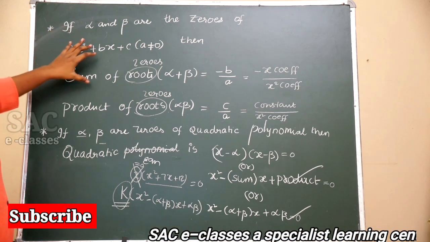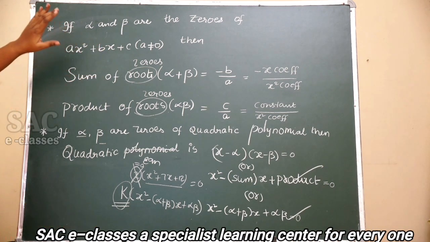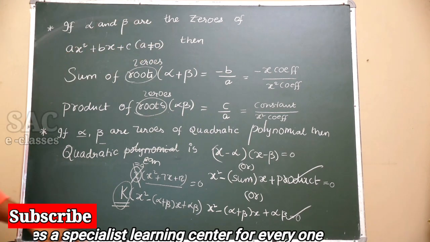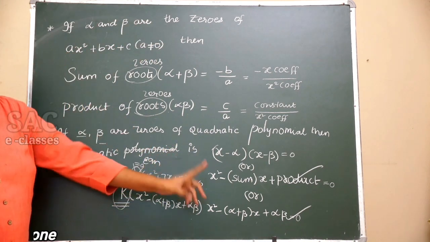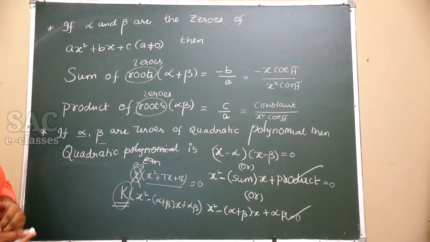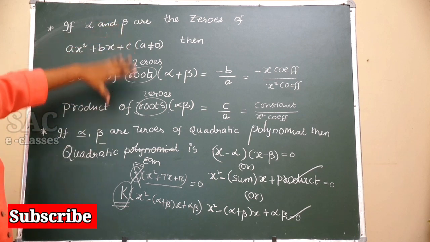Today you are learning two things. What are those? First one is the relation between the zeros and coefficients. Second one, if they have given the zeros, how to find the quadratic polynomial. Now we are going to learn some more interesting problems based on these concepts.